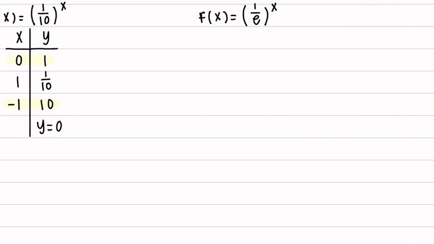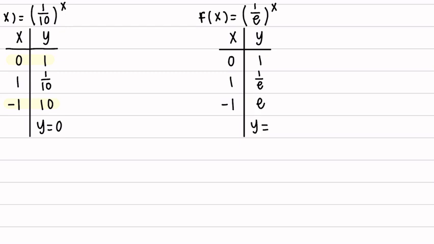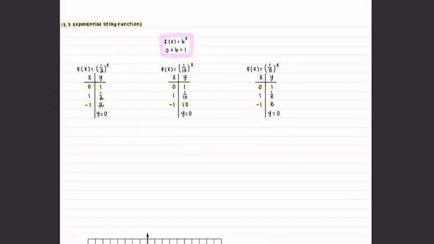And lastly, we can see a base of e. E is a value on your calculator. You can also in Desmos, if you use e, it will give you that approximation for it. If I plug in 0 for x, I get 1. If I plug in 1 for x, I get 1/e. So that's not a nice number. But if I plug in -1, 1/e to the -1 power is e. And of course, a horizontal asymptote at y equals 0.